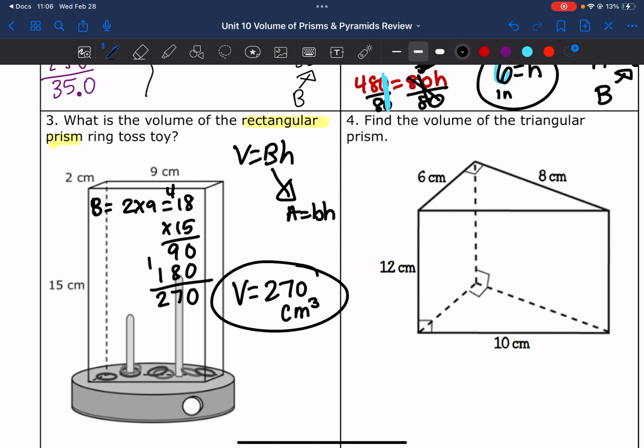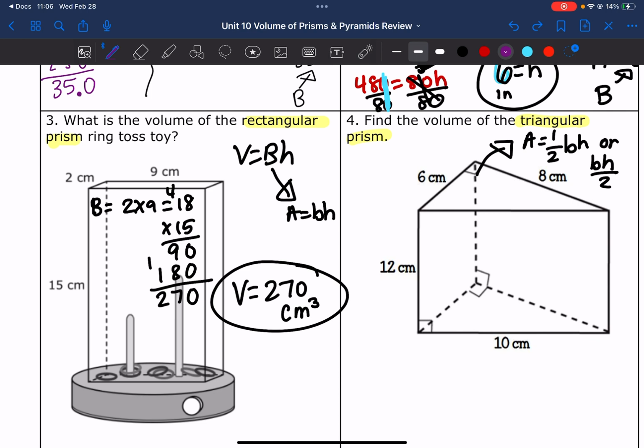All right, so here we have a triangular prism, which means this one cannot be done the way that we just did number 1 and number 3. We have to find the area of this triangular base, and we're going to need to use 1/2 base times height, or we can write it as base times height divided by 2.